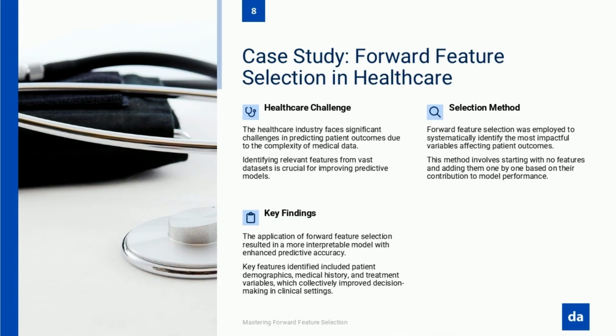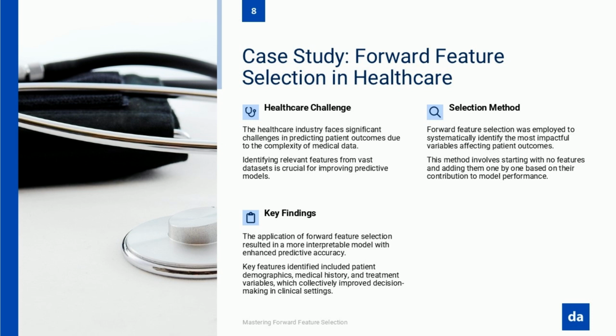Predicting patient outcomes is one of the toughest challenges in healthcare. With so many factors at play, age, genetics, medical history, lifestyle habits, it's easy to get lost in a sea of data. Doctors and researchers need models that don't just spit out predictions, but actually help them understand why certain patients are at risk. And that's exactly where forward feature selection steps in.